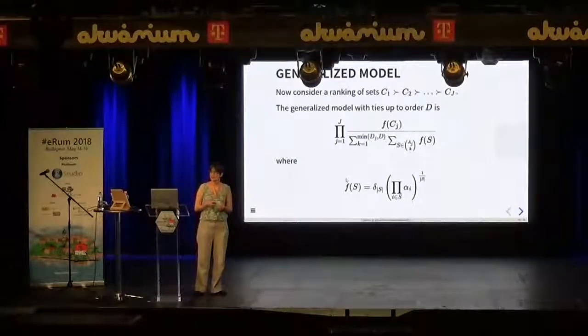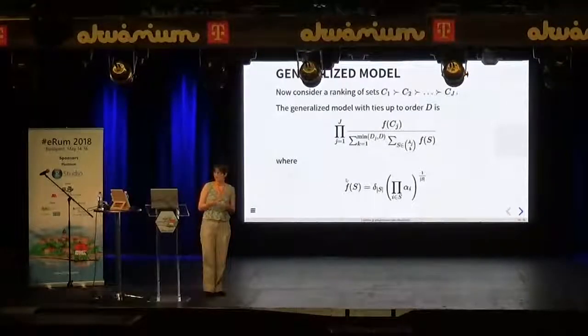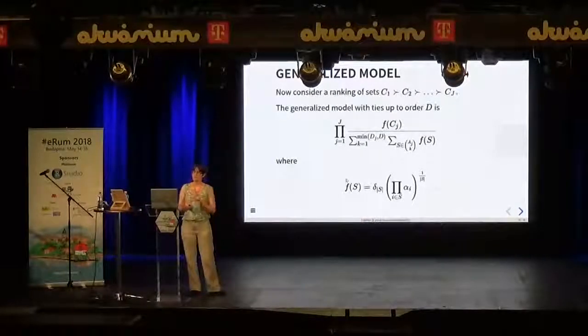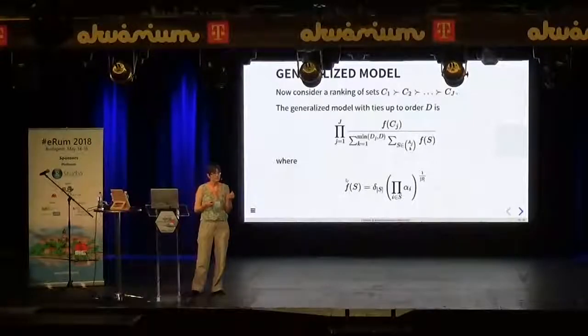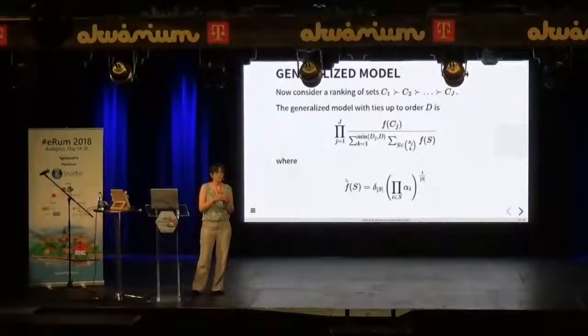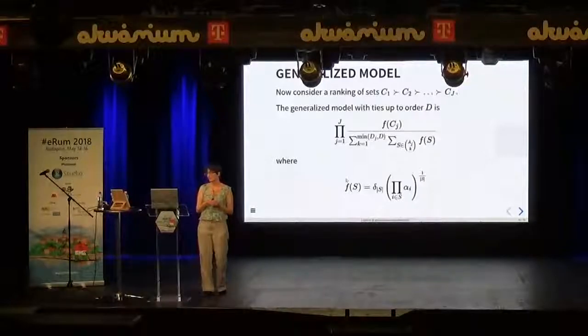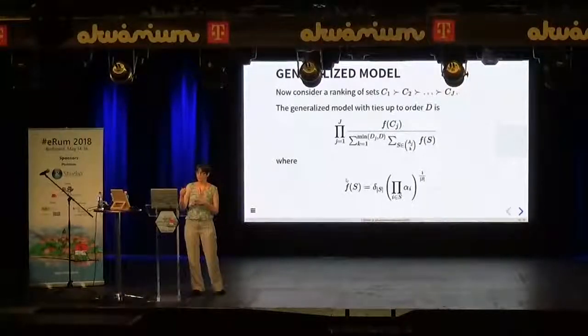So now, instead of individual items in our ranking, we've got sets. So these objects, these sets, C1, C2, might be an individual item, or they might be two items. And if it's more than one item, we're saying that those items are tied. If it's preference data, there's no preference between those items. And then we work that through in our model.